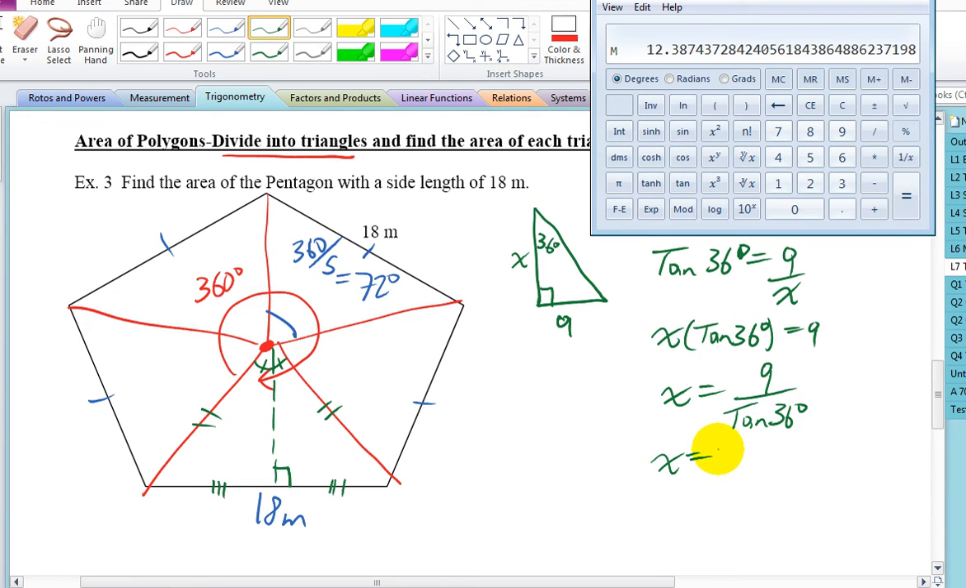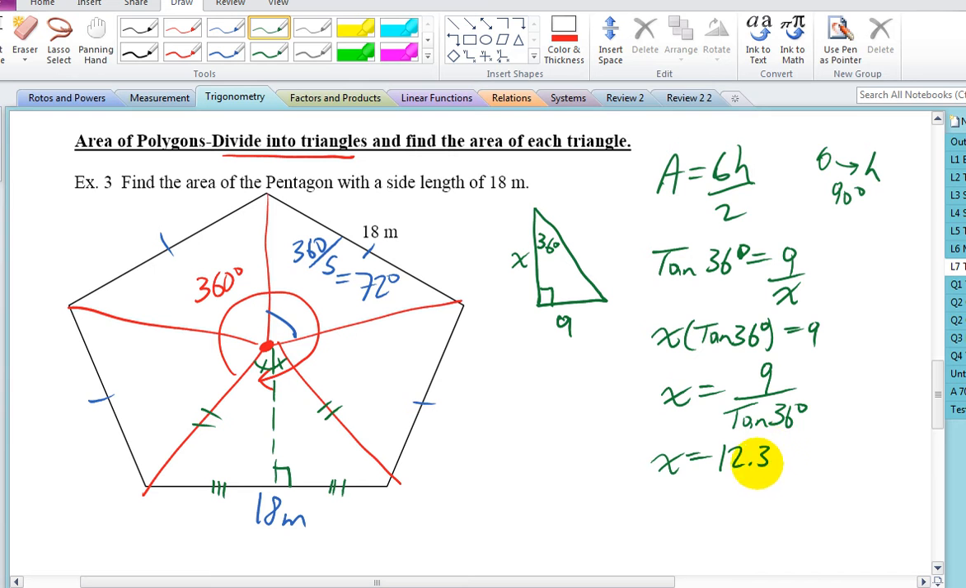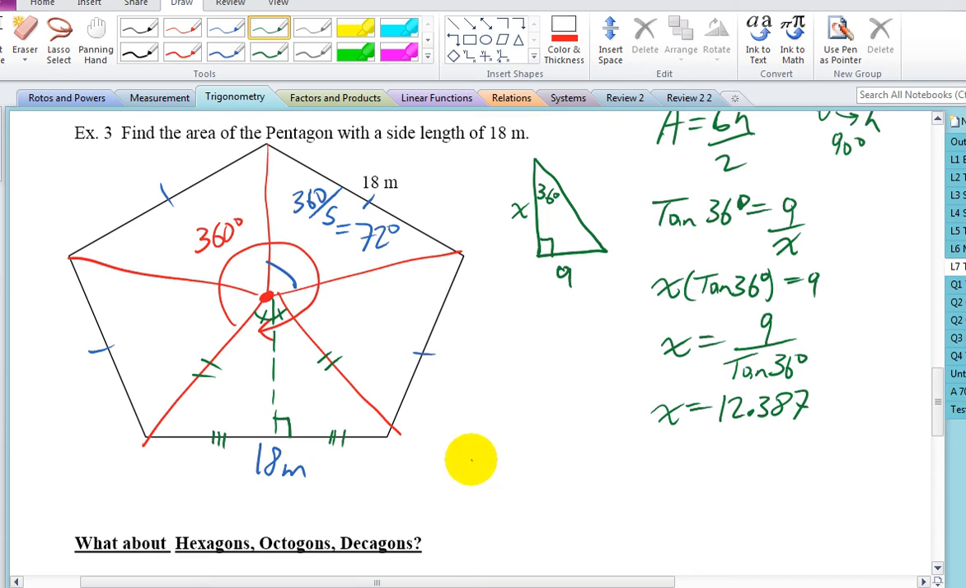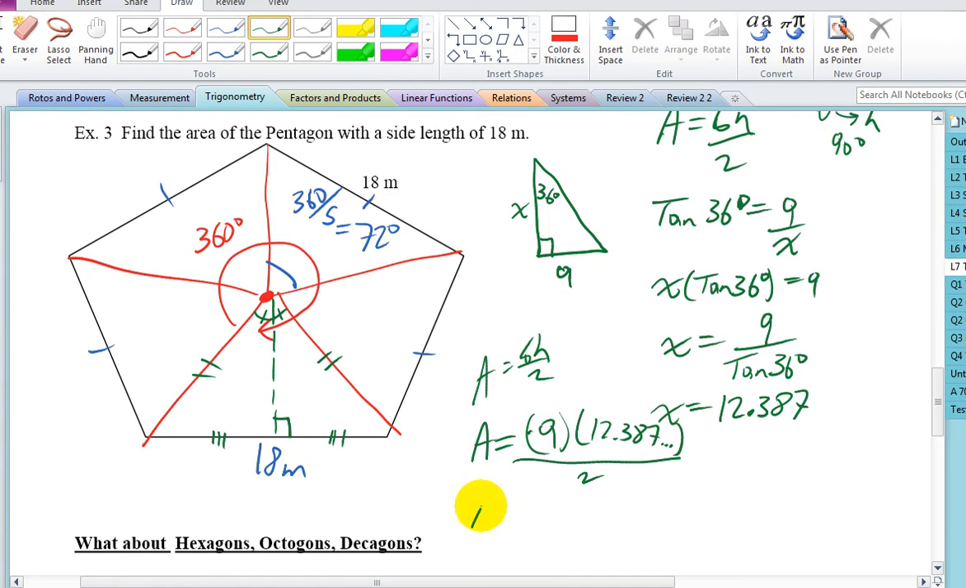So x equals 12.387. Now don't erase that from your calculators. What we want to do then is find the area of that small triangle. So area equals base times height divided by 2. So area is going to be 9 times 12.387 dot dot dot, all those numbers divided by 2.